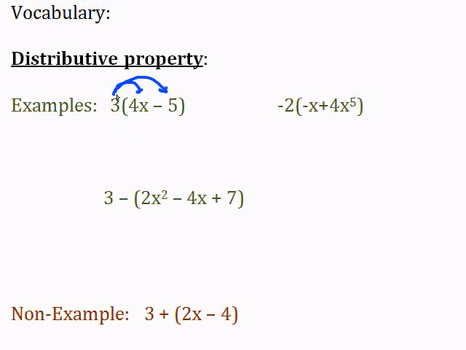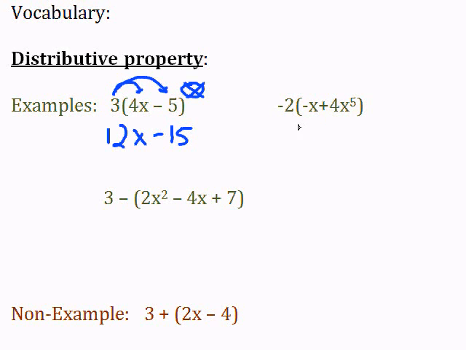Let's take a look. 3 times 4x gives us 12x. 3 times negative 5 gives us negative 15. Again, we were doing nothing with the exponents because there was no exponent outside of the parentheses. Let's take a look at a second example.